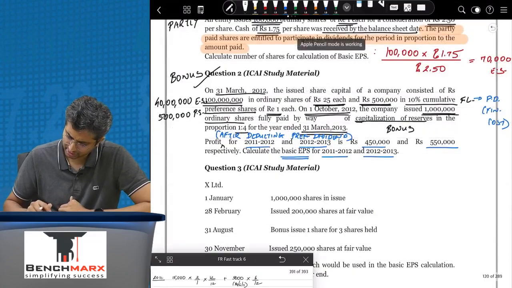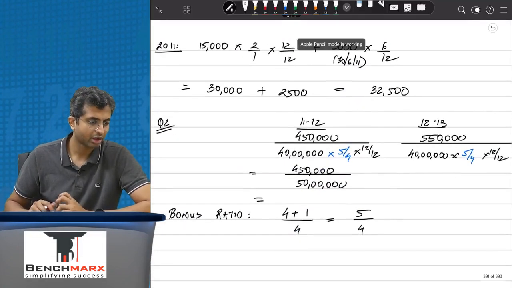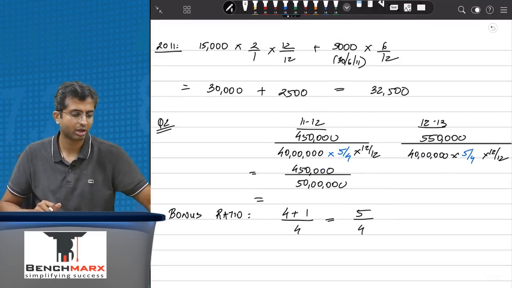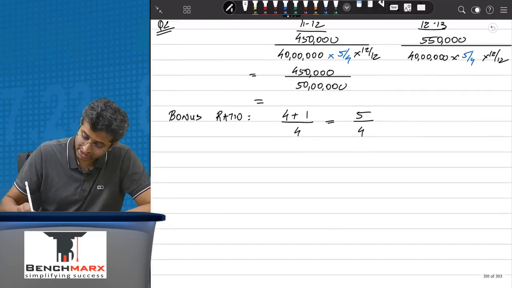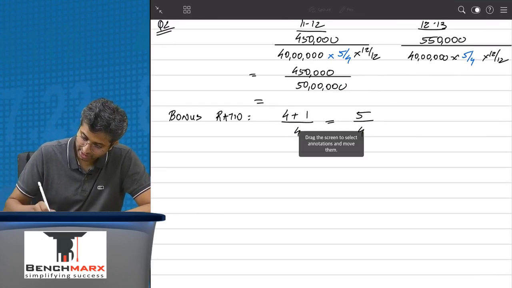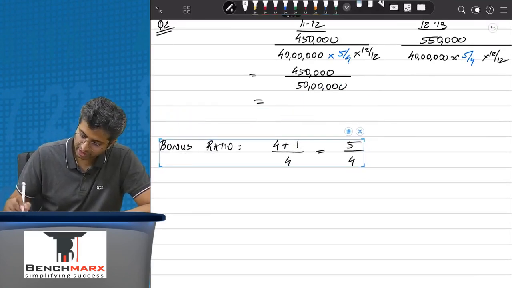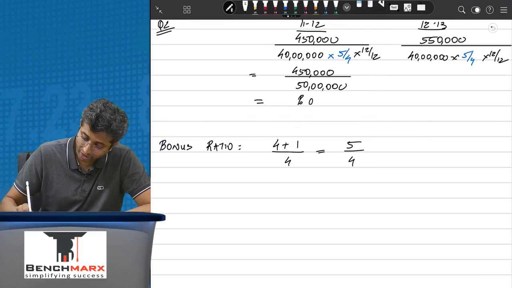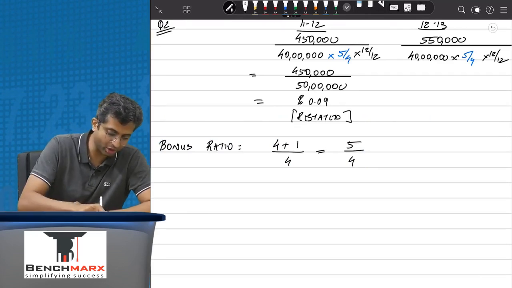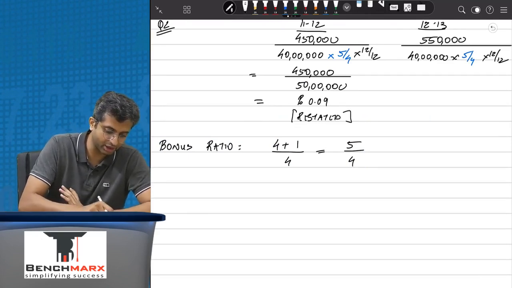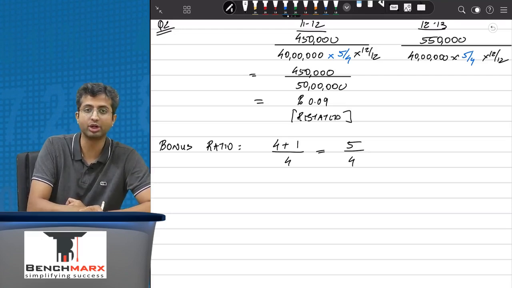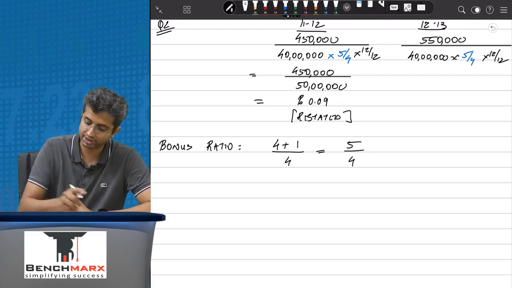Is this correct? 0.09. This is the restated EPS, meaning in the current year's financials, when you look at the comparative column, this is what will appear. The reported EPS, for your understanding, would have been 4 lakh 50 divided by 40 lakhs, which would have been 0.1125. That would have been the reported EPS.